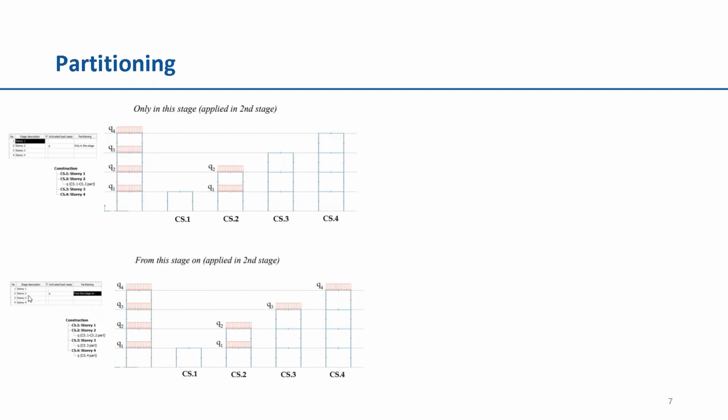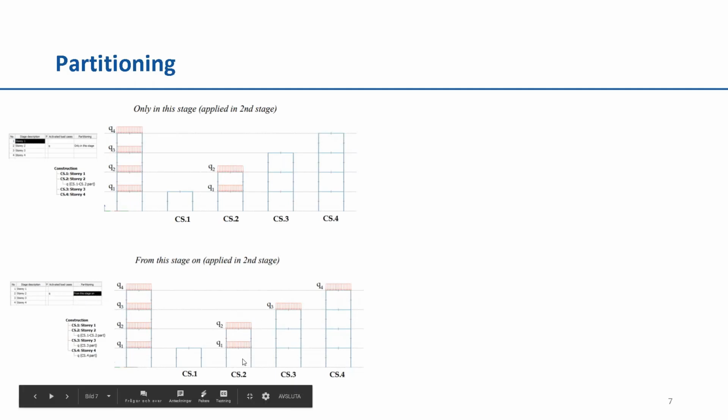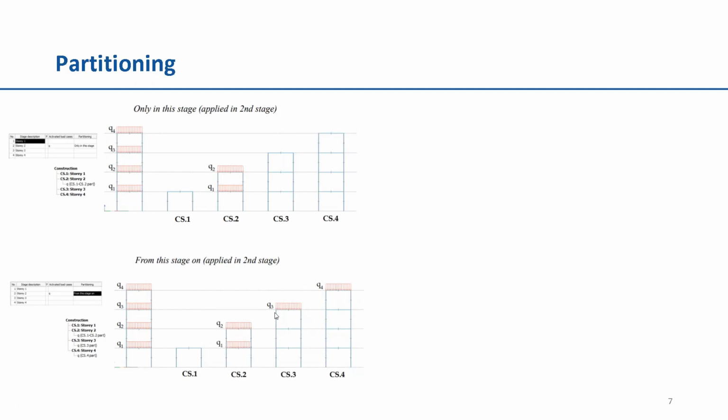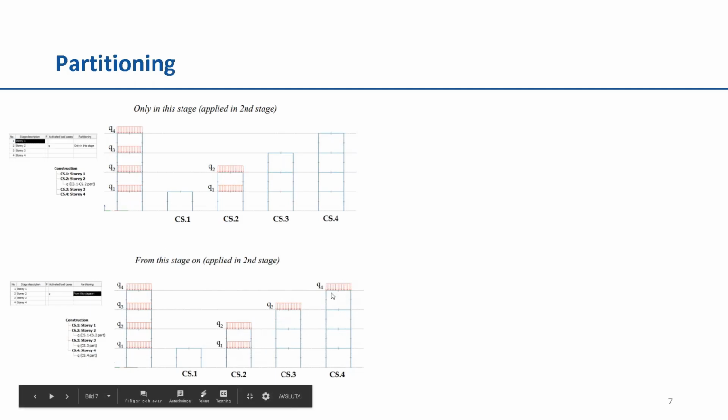So for example, here I will activate the load in story number 2 and choose partitioning from this stage on. This means that in stage number 2, I will apply Q1 and Q2. Then when I continue to stage number 3, I will apply Q3. And then on number 4, I will apply Q4. So in this situation, every line load on every level is included in the construction stage phase.